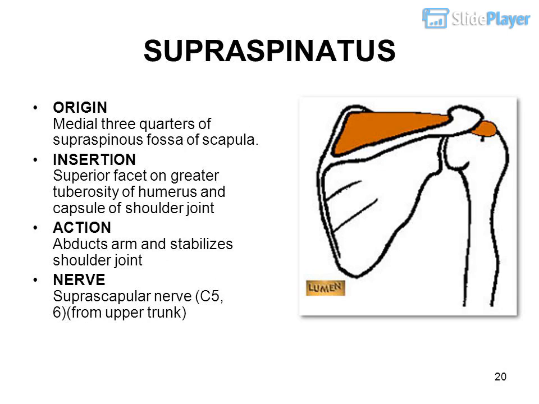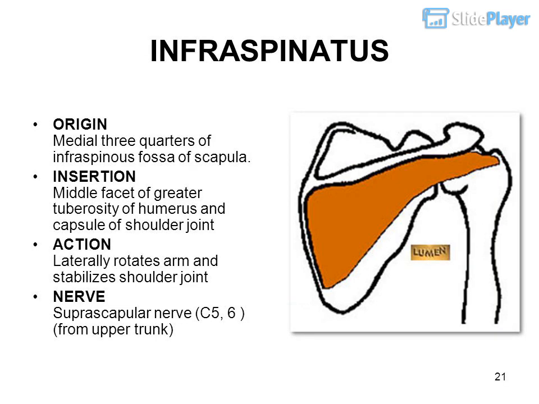Supraspinatus. Origin: medial 3/4 of supraspinous fossa of scapula. Insertion: superior facet on greater tuberosity of humerus and capsule of shoulder joint. Action: abducts the arm and stabilizes the shoulder joint. Nerve: suprascapular nerve, C5, 6, from upper trunk.